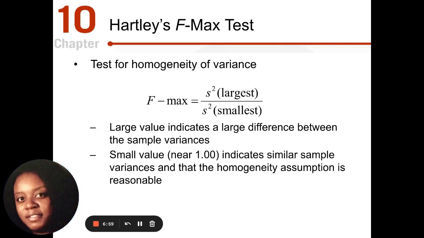So here's how we test for the homogeneity of variance. We use the F max test, where a large value indicates a large difference between the sample variances. When you have a small value that's near 1, it indicates similar sample variances, and that homogeneity assumption is reasonable.